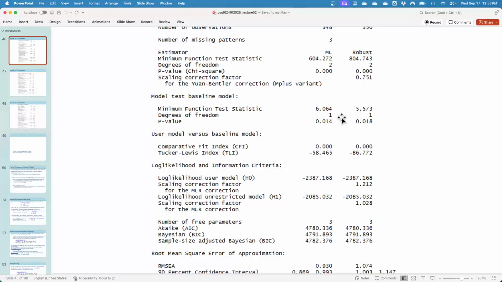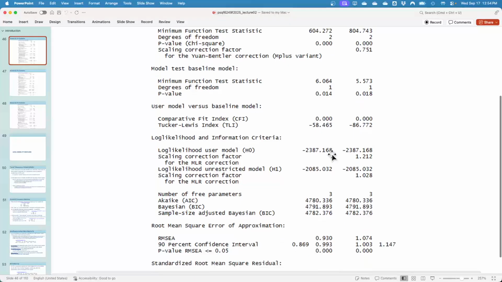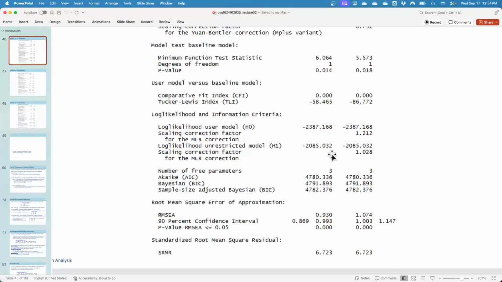And here is where all the numbers go haywire. By the CFI and TLI, both of those tell us there's no way this fits. They're very bad. They should be up above 0.95. If you're reporting a negative TLI, someone's going to tell you to check your work. That does happen. We don't care about likelihood ratio tests here. We don't care about AIC here.